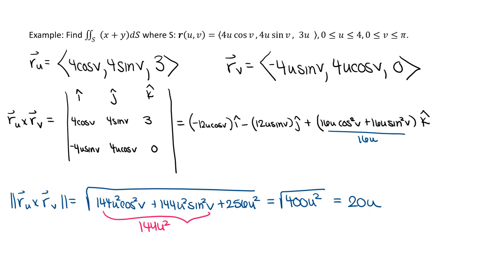We can simplify this down quite a bit. The first two terms, you can factor out the 144u squared, and you're left with another one of those sine squareds plus cosine squareds, so Pythagorean identities. So those first two terms just simplify down to 144u squared. 144u squared plus 256u squared is 400u squared. That becomes 20u. So this simplifies all the way down to 20u. So what does this mean? This means I can replace my ds with 20u du dv.